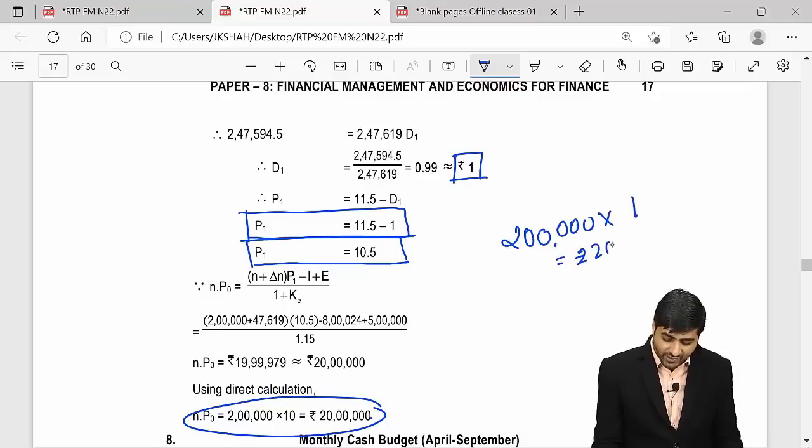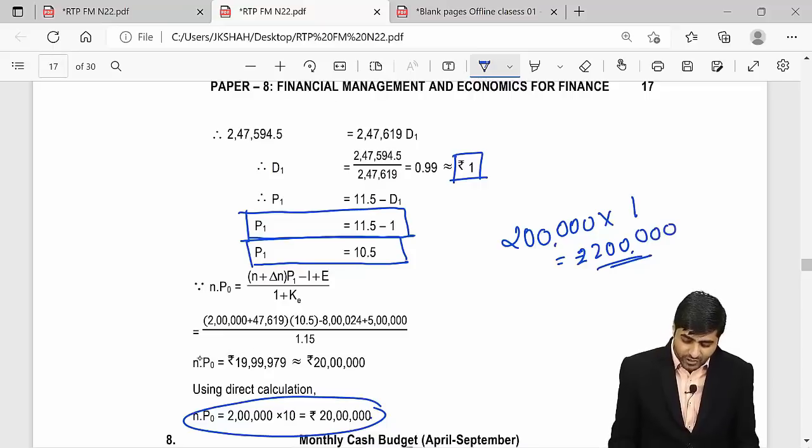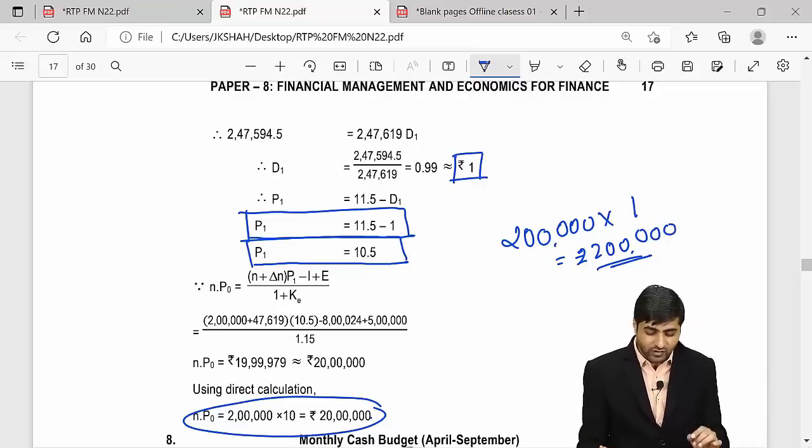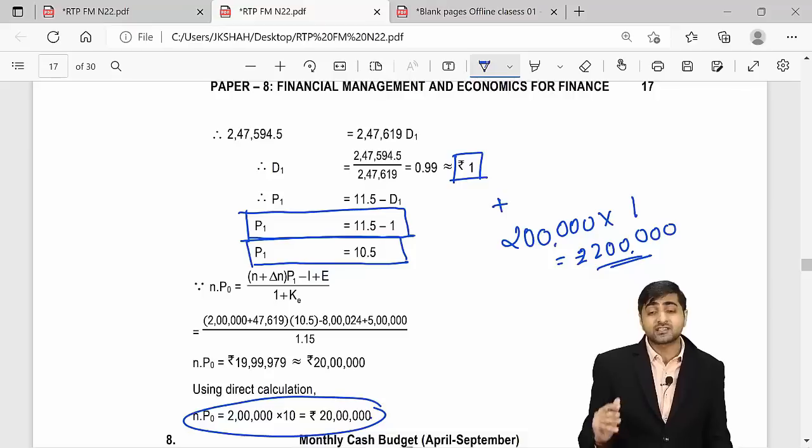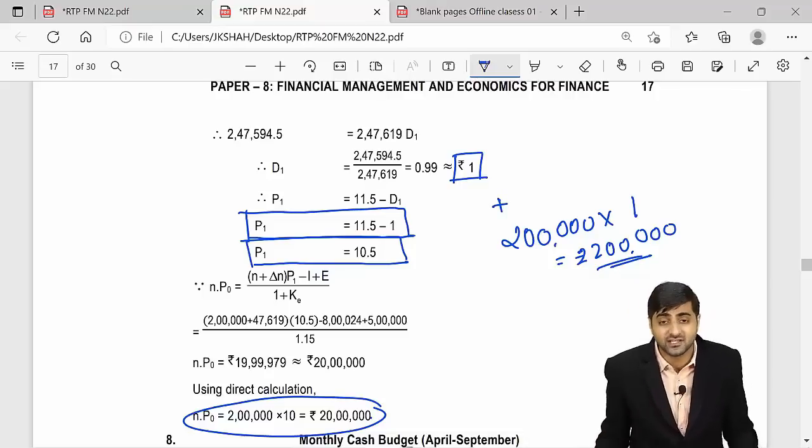So rupees 2 lakh is your dividend which is supposed to be paid, and here they have also calculated what should be the value of the company. So for that particular case, your 2 lakh rupees is definitely that dividend which will be paid, and at the same time this is your dividend which will be paid for your existing shares.